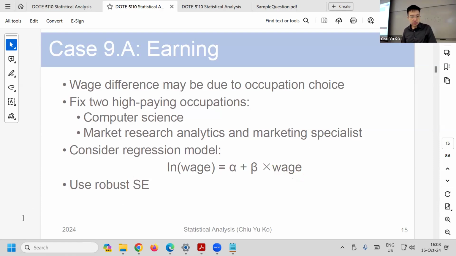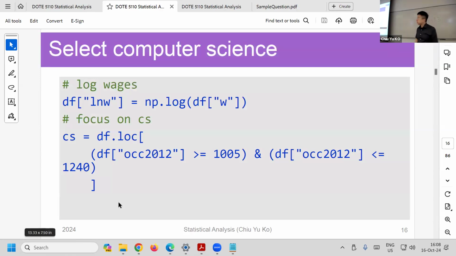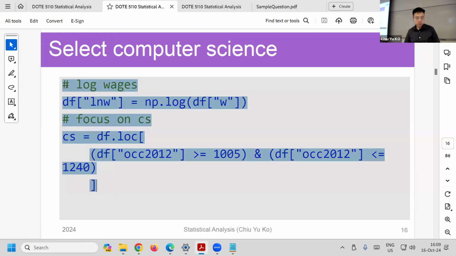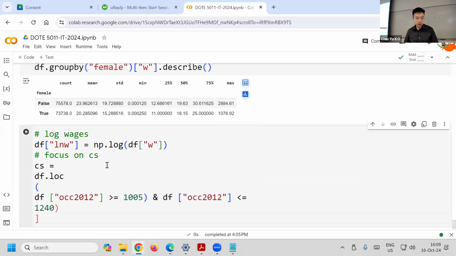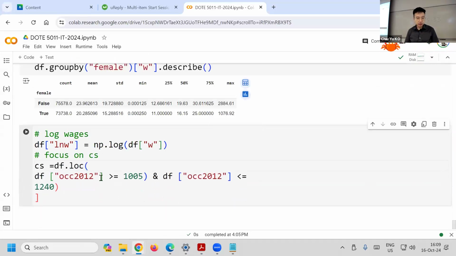So let us go to the data. First I look at the log wages. I do the NumPy log of the hourly wages. Then I want to focus on computer science, and it turns out the occupation number is between 1005 and 124. Don't ask me how, but this is what the data tells you. So this is you filtering data now. I focus on a particular group of data and look at the CS.